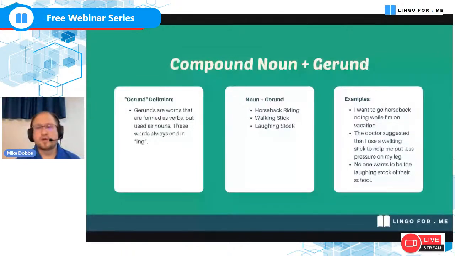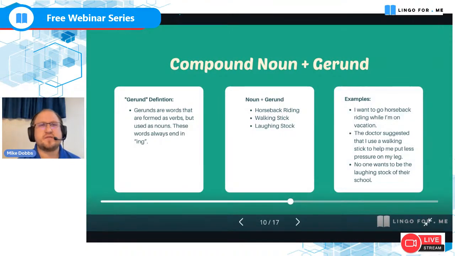Then we have walking stick. So you take the walking, and again, we add the -ing there to call it a walking stick. And that's just something that you can hold while you're walking that can help you keep your balance or help take some of the pressure off your legs, so your legs or your knees don't hurt as much when you are walking. And then we have laughing stock.